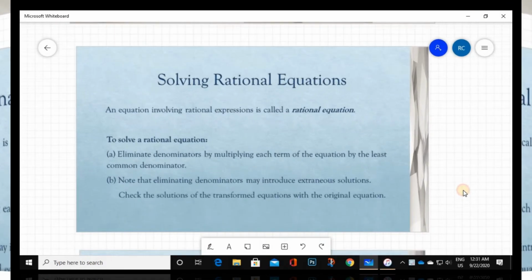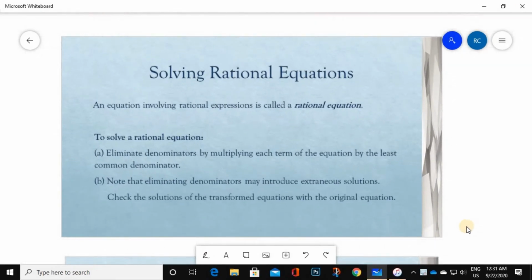Solving rational equations. By definition, an equation involving rational expressions is called a rational equation. To solve a rational equation, we have two important guidelines. Letter A. Eliminate denominators by multiplying each term of the equation by the least common denominator.